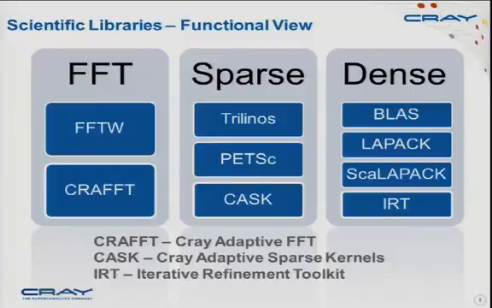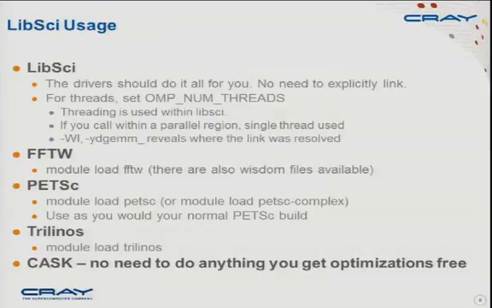Right, so this is an overview of the functions we have. We have FFT, so the FFTW, the Cray version of FFT, adaptive FFT. Then we have the sparse calculations here, and also the dense part, okay? So this is just the meaning of what these things are. I will describe all these three parts in a short overview, okay?